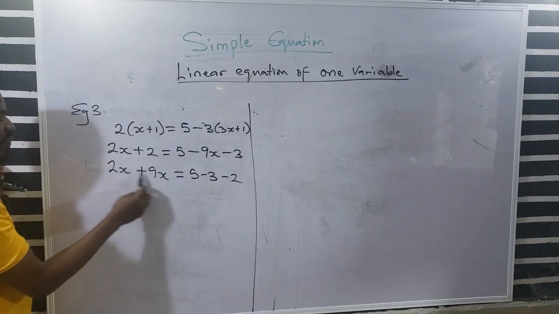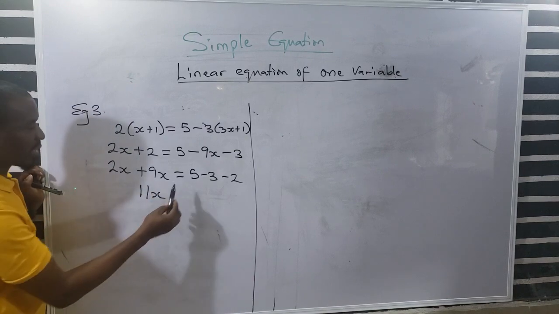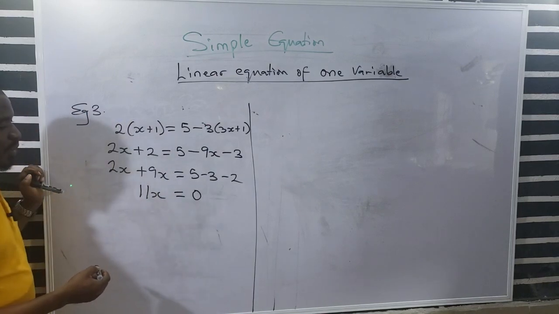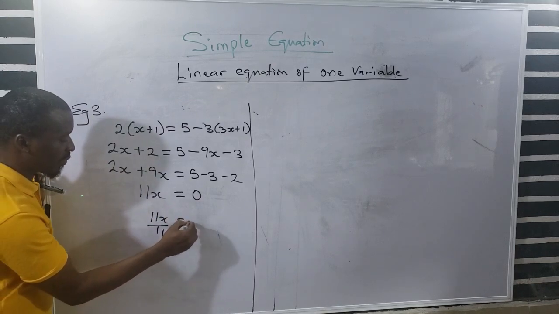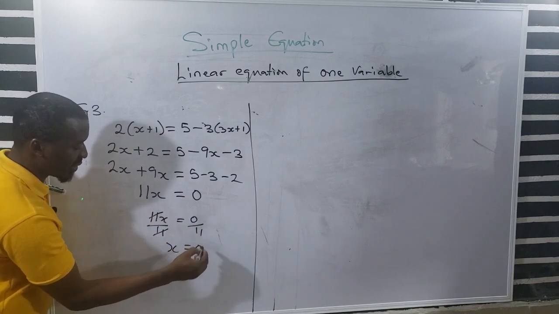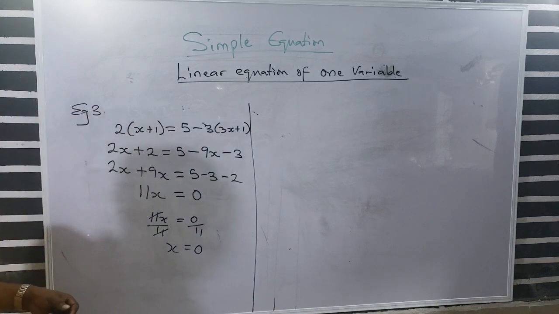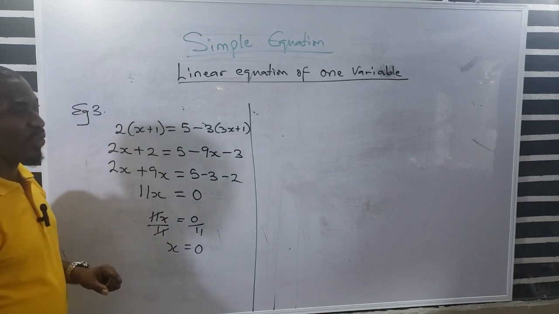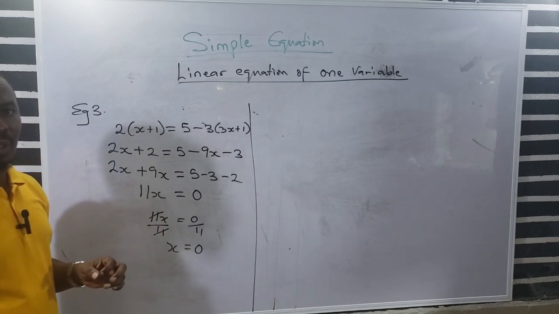So what I have here is what? 11s. Okay, 11s. And this one here will give me 0. So you divide both sides by 11. So that will give you 11s over 11 equals 0 over 11. So you have your s equal to what? 0. Because 0 divided by anything will give you what? 0.